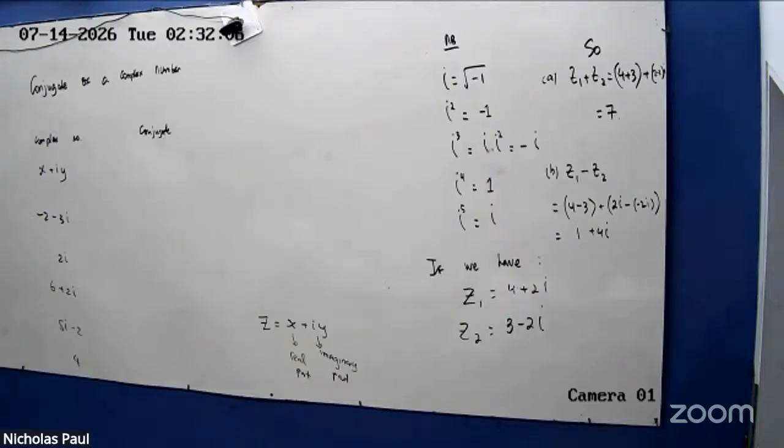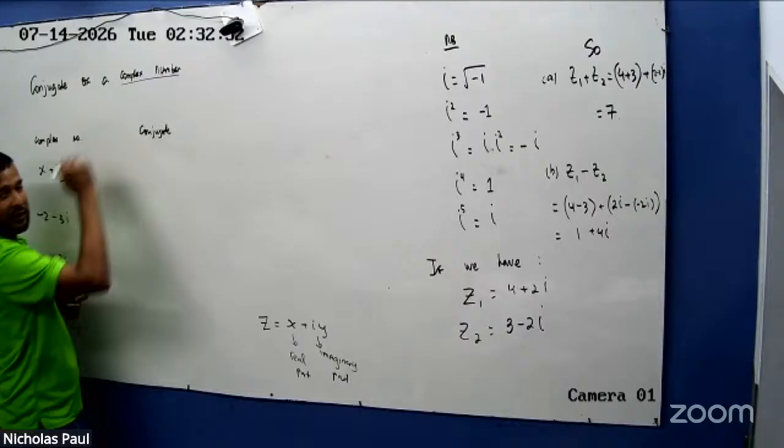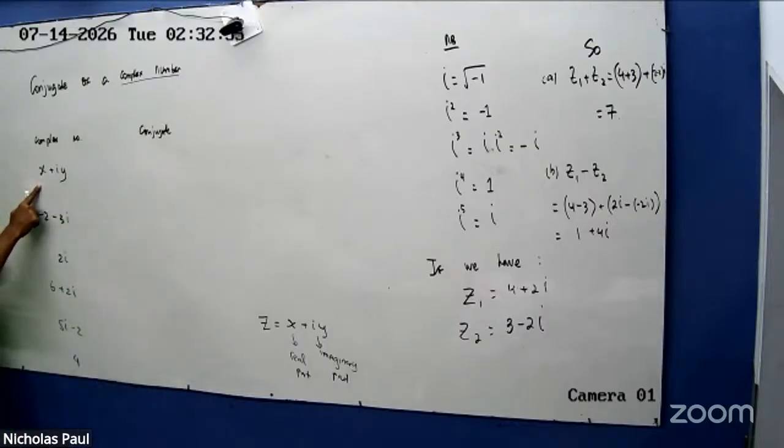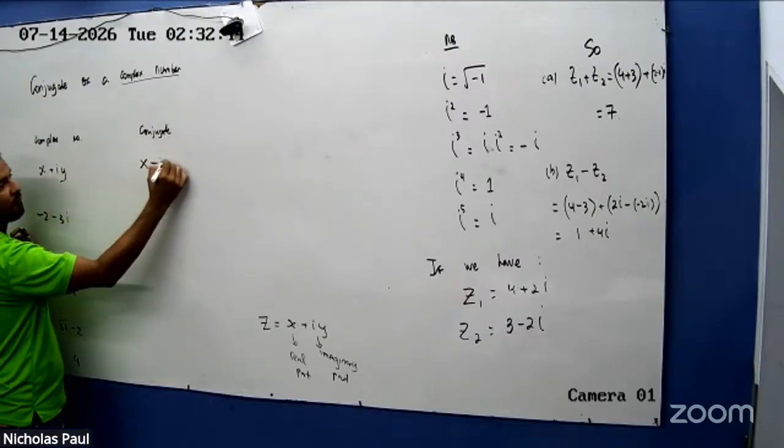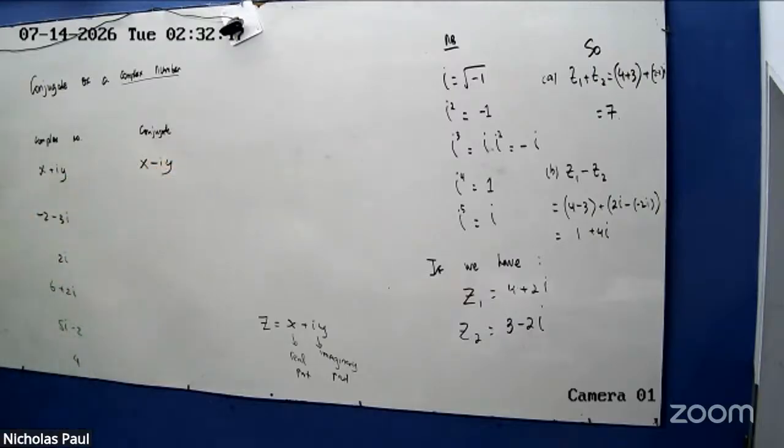You all remember if you have 2 plus root 5 and you had to rationalize, what you used to do? You remember what conjugate meant then? Change the sign of the third. So same thing here. Conjugate for a complex number simply means you keep the real part the same and you change the sign of the imaginary part. Make a note of that.